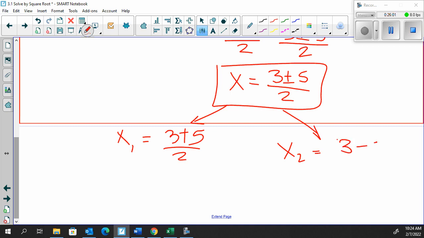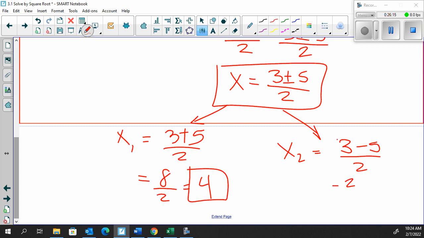And these are pretty easy to find. 3 plus 5 is 8. And 8 divided by 2 is 4. 3 minus 5 is negative 2. Negative 2 divided by 2 is negative 1. So those are your x-intercepts. Again, if you left it like this, I'm cool with that. But you could also go find the numbers. Does this make a little bit of sense?